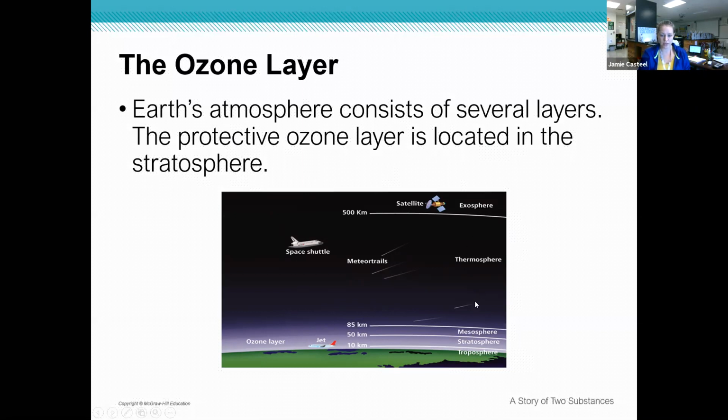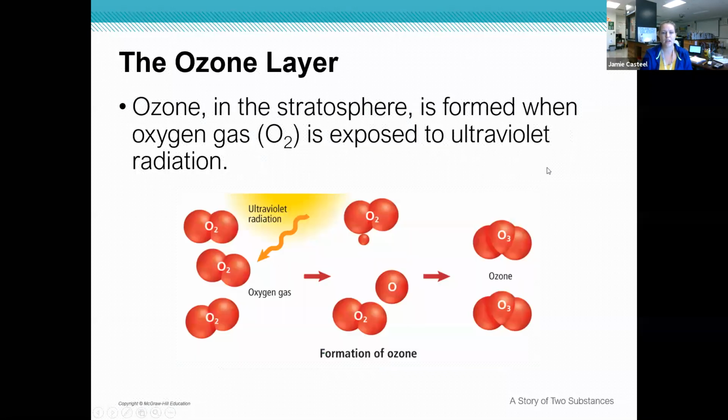The thermosphere, which is where space shuttles will travel and meteor trails will be seen. And the satellites are up in the exosphere, so that's 500 kilometers from Earth. That's way out there. Jets fly at about 10 kilometers up. So just to keep that in mind, kilo means 1,000, so it's 1,000 meters from the Earth's surface. Okay.